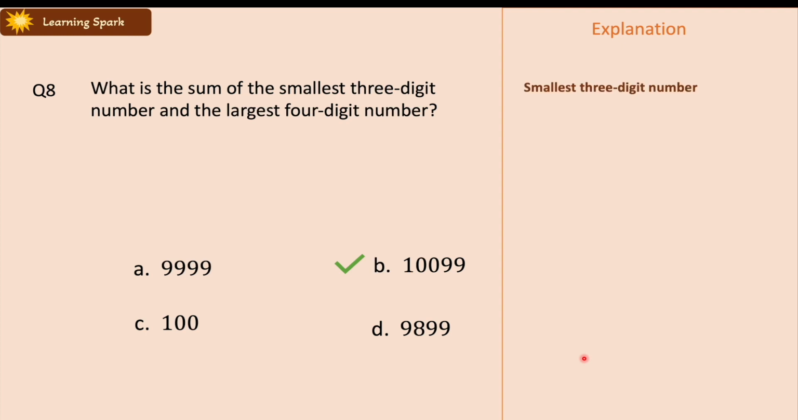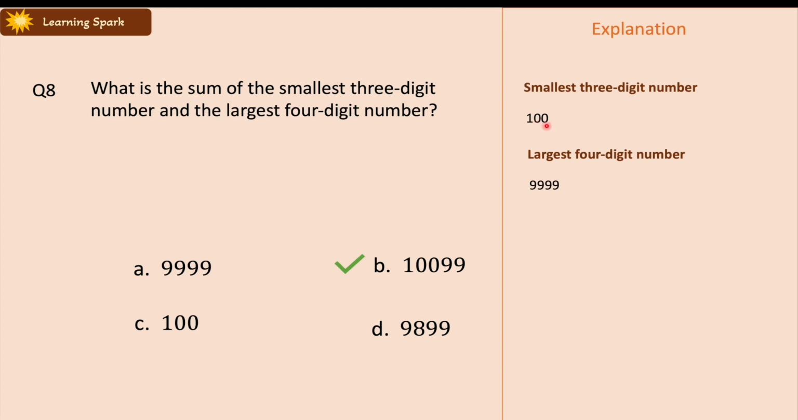So the first thing is the smallest 3-digit number. You have to find it out. That is 100. And the largest 4-digit number is 9999. Why is the smallest 3-digit number 100? Because if it is less than 100, it is 99, which is a 2-digit number, right? 99 is a 2-digit number, and this is the first 3-digit number. That's why this is the smallest one.